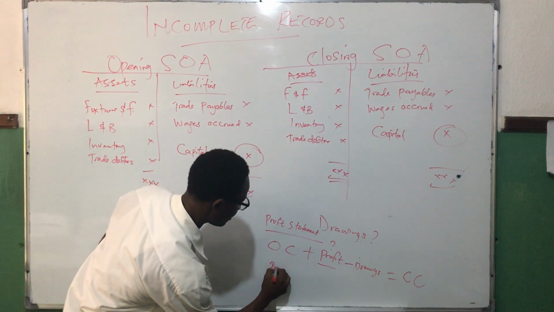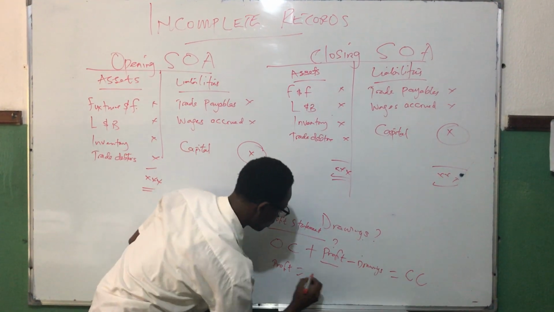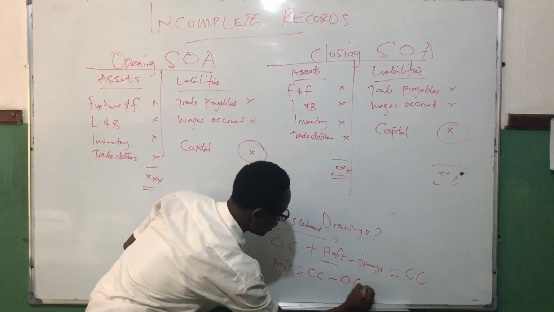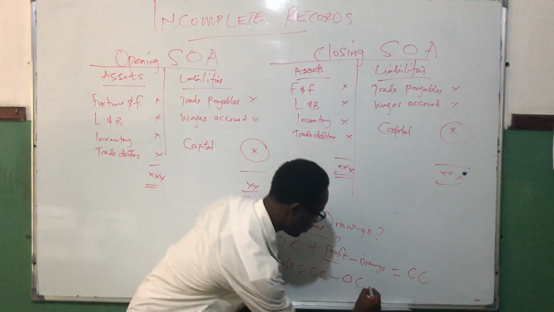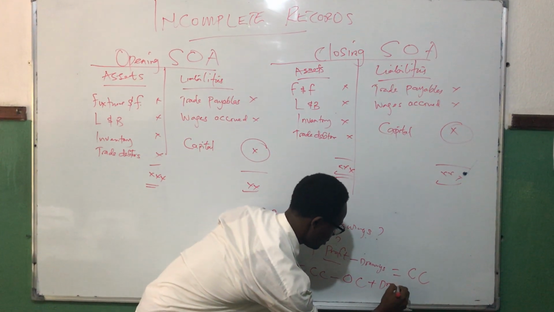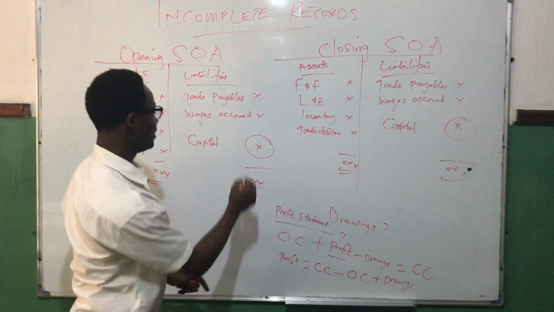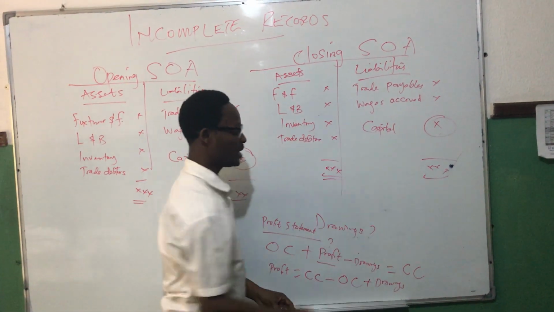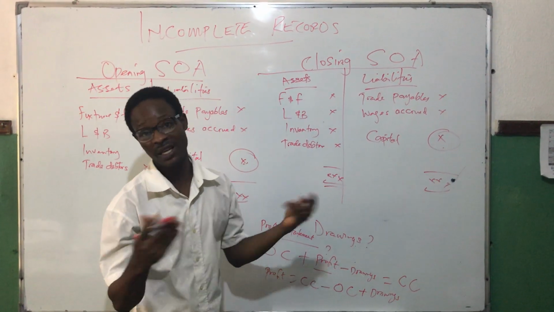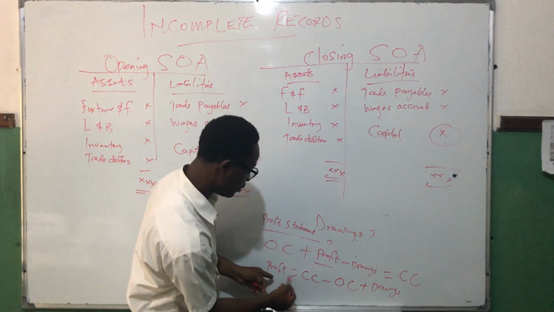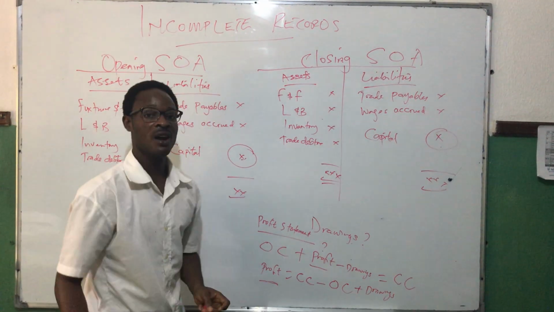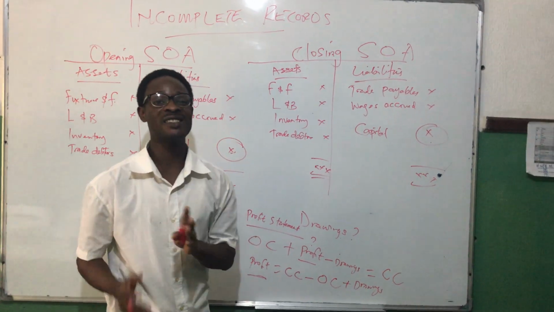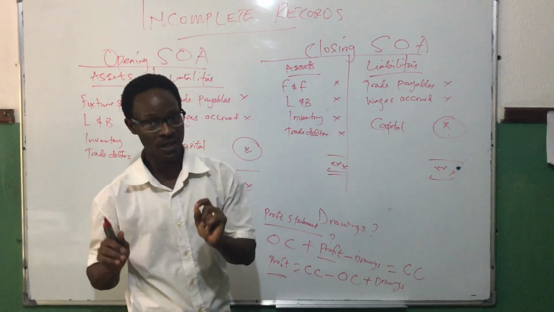That means profit will now be equal to closing capital. Opening capital will go forward. It becomes minus opening capital. Drawings will go forward. It becomes plus drawings. Opening capital is the amount that we got here. Closing capital is the amount we got here. Drawings is given. If it's not given, then that's 0. If it is given, we make use of this formula to get profit. Only in an instance that you have assets and liability statements given only.